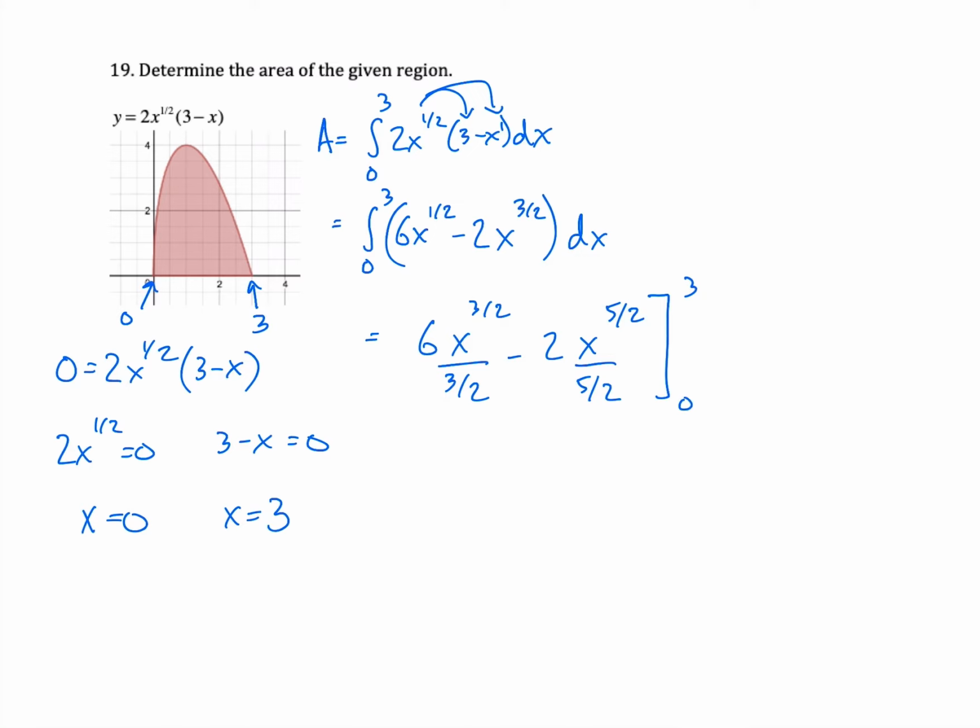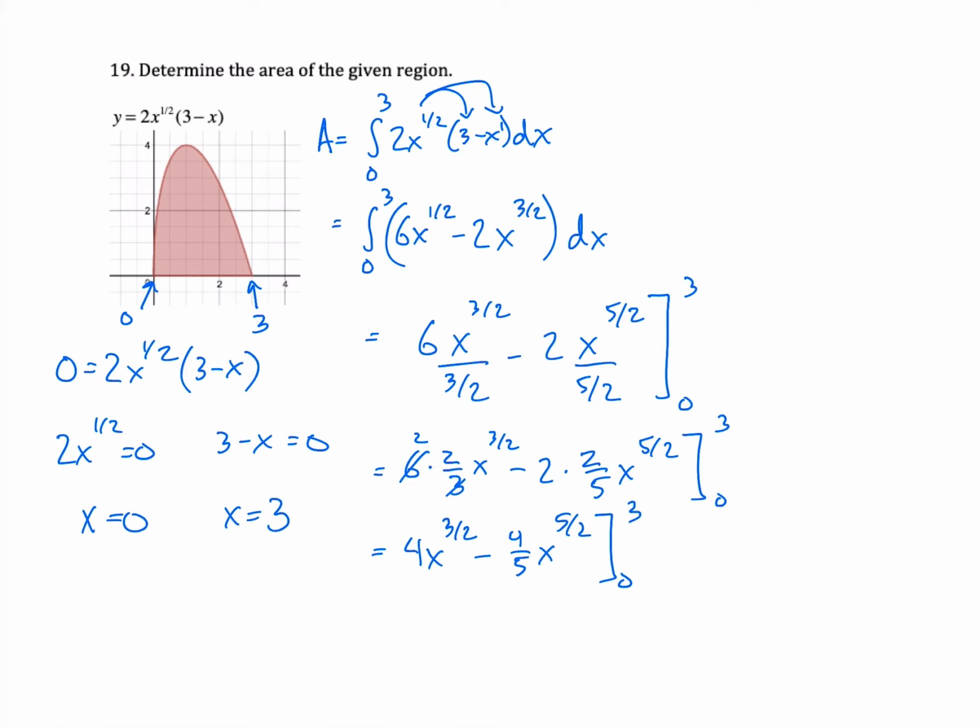So let's go ahead and simplify this before we plug in. So this is really going to be 6 times 2/3, x to the 3/2, and then minus 2 times 2/5, x to the 5/2, all evaluated from 0 to 3. And we can reduce here, so we would get, this turns into 2, so we would have 4x to the 3/2 minus, it looks like 4/5 x to the 5/2, and all evaluated from 0 to 3.